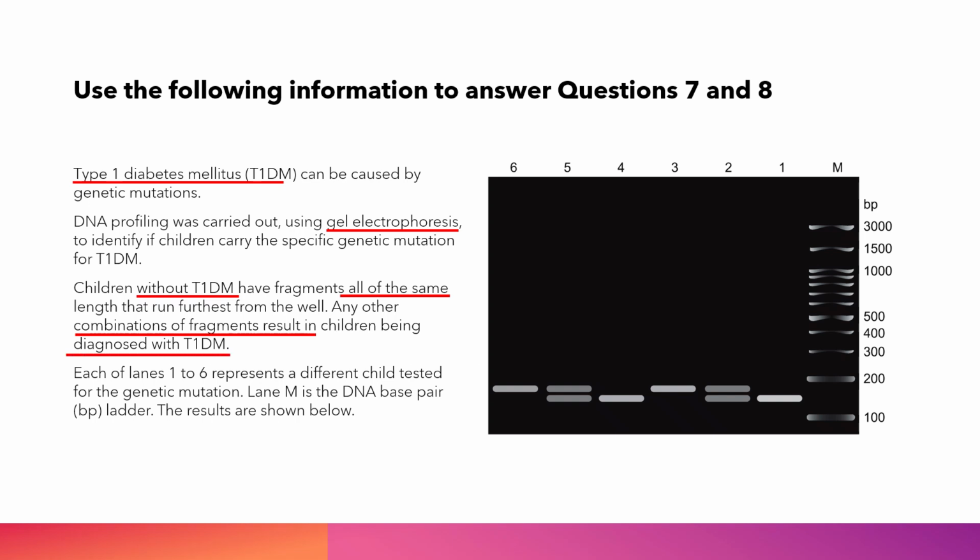Each of the lanes 1 to 6 represents a different child tested for the genetic mutation. Lane M is the DNA base pair, BP, ladder. The results are shown below.